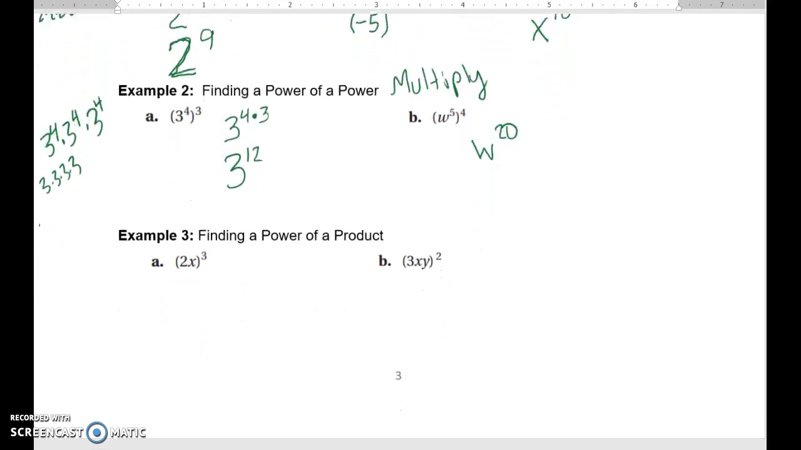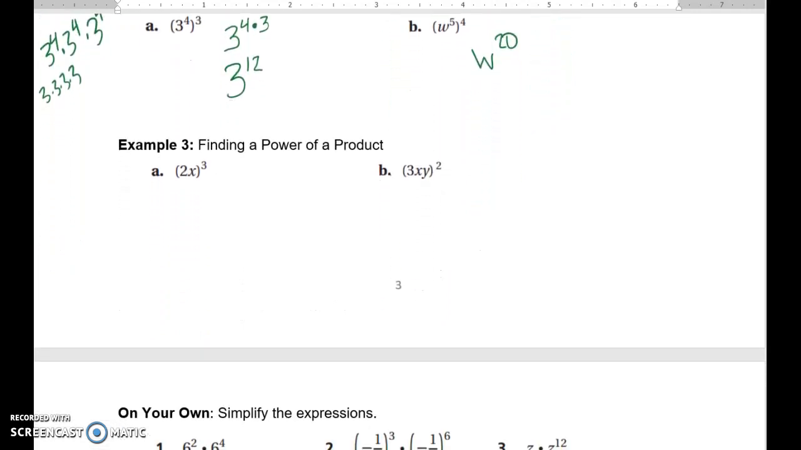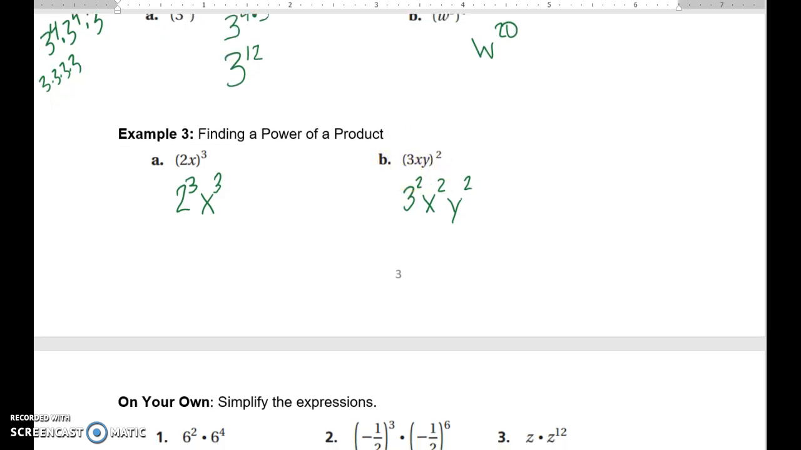All right, finding the power of a product, like I said above, this is kind of like distributing. So this is going to be 2 to the 3rd and x to the 3rd. Simple as that. This one, this squared is on the parentheses, this power of 2. So it goes on the 3 and the x and the y. So kind of like distributing, make sure you apply that squared to all parts inside the parentheses.